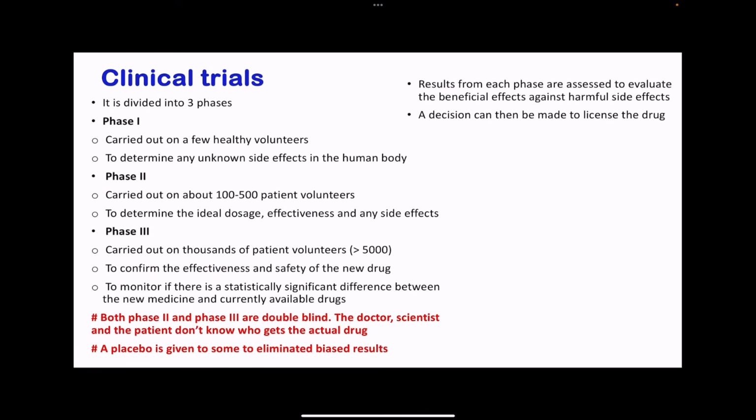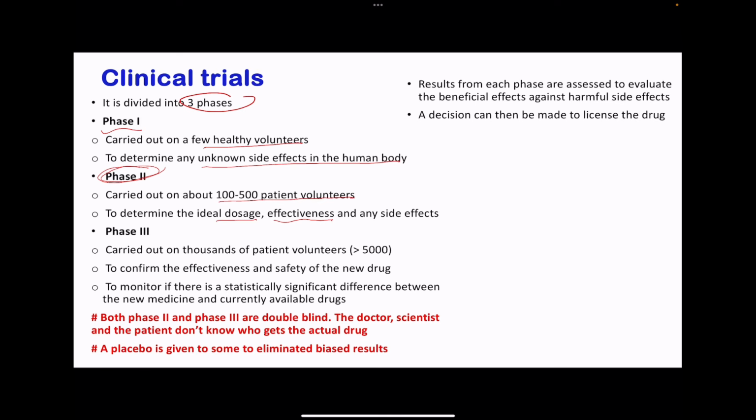Human clinical trials are carried out in 3 phases. There is phase 1. This is carried out on healthy volunteers, and this is to find out if there are any unknown side effects of this medicine to the human body. There is phase 2 clinical trial. This is carried out on about 100 to 500 patient volunteers, and this is to determine the ideal dosage, effectiveness, and if there are any side effects as well. Then in phase 3, this can be carried out on thousands of patient volunteers, and this is to confirm the effectiveness as well as the safety of the new drug.